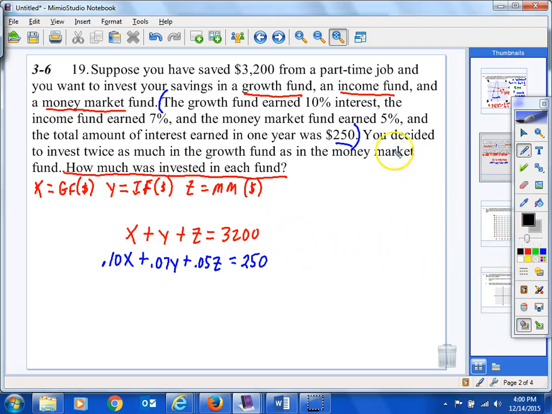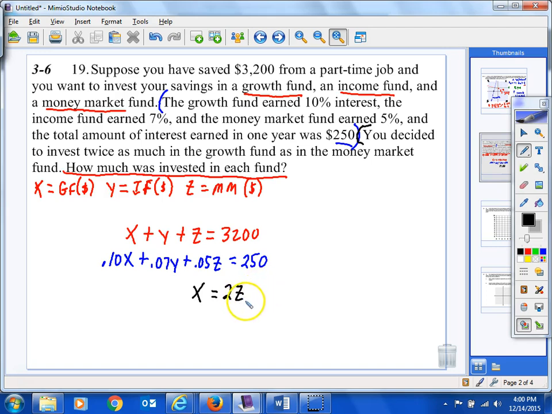And then finally, we read this sentence here that you decided to invest twice as much in growth as in the money market. So the growth fund, which is x, should be 2 times the money market fund. And at this point, this is one that tends to cause people trouble setting the equation up. What I would recommend is try what you have. Okay, I think this is right, but I'm going to do just a little check using some regular numbers.